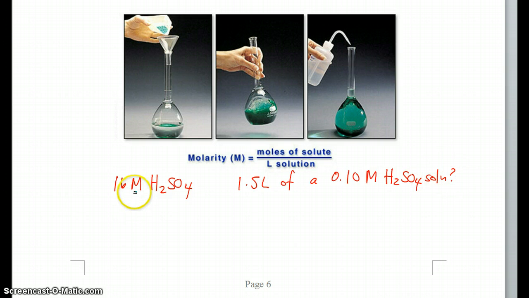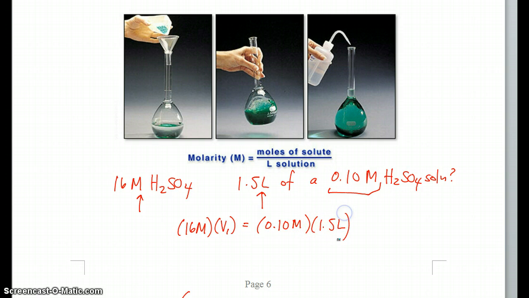Okay, so if you start out with this concentration and you want to end up with this concentration, and this is the volume that you want of that, then how much of this do you need to use? Okay, so you would set up M1V1 equals M2V2. So 16 molar, and we're not sure how much of that concentrated solution that we need, so we leave that V1 as our variable. And then we want to have 0.10 molar solution, and we want 1.5 liters of it.